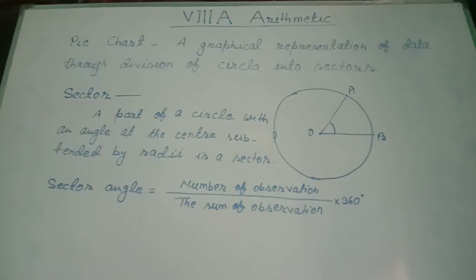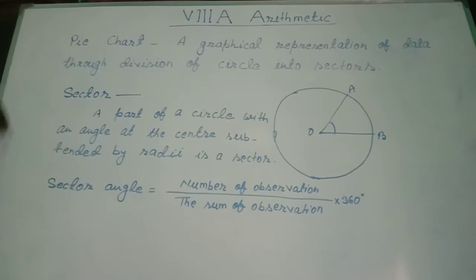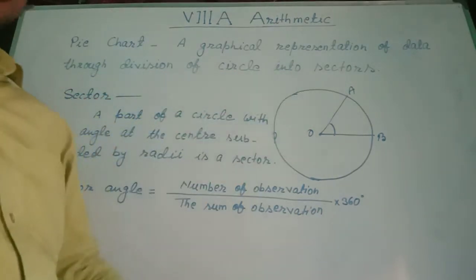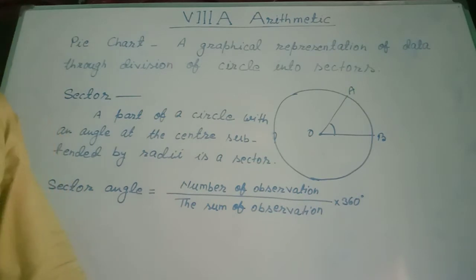In the period of arithmetic, we are going to start one new topic, that is pie chart. Before that, we have completed histogram. What is a pie chart? A graphical representation of data through division of a circle into sectors. It means we divide the circle into sectors to represent the data through a circle.